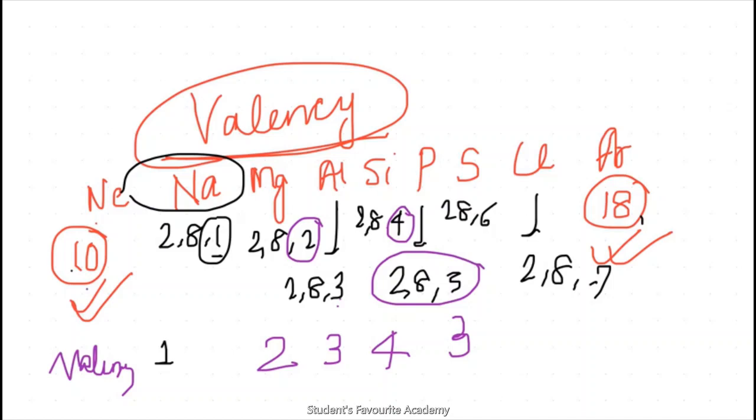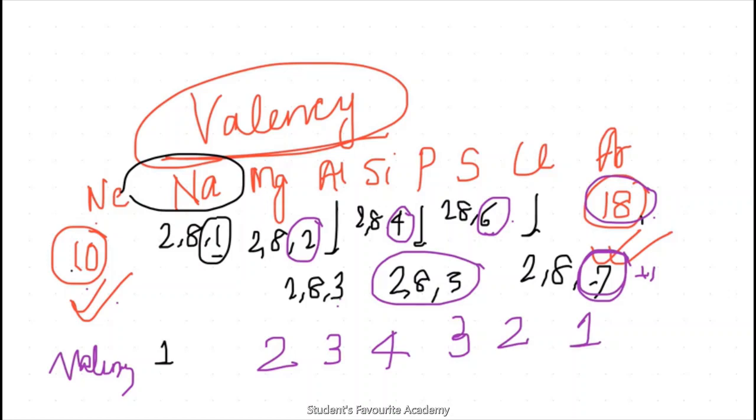Similarly, for sulfur, I am having 6 electrons in the valence shell. So I can either lose 6 electrons or gain 2 electrons to go to argon. So my valency is equal to 2. For chlorine, either I can lose 7 electrons or I can gain 1 electron. So gaining 1 electron is easy. So my valency is 1. So this is the reason, children, why this trend is observed in the valency.